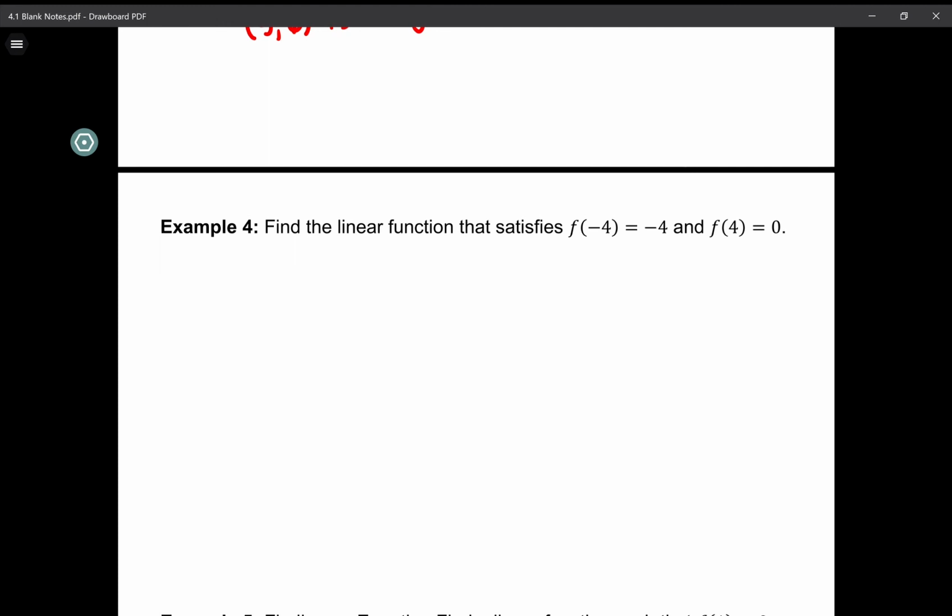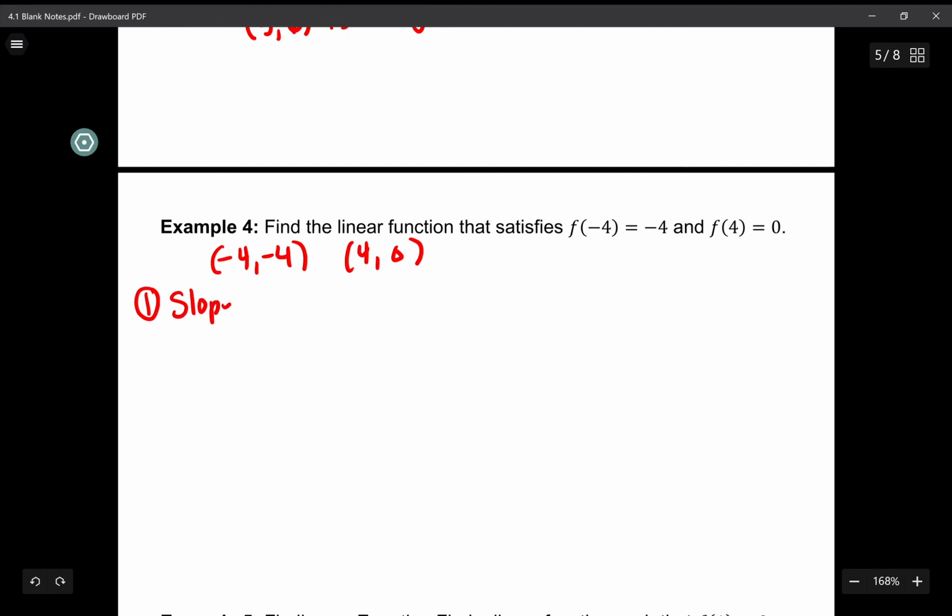Well, we are given two bits of information about our linear function. We know that f of -4 is -4, and we know that f of 4 is equal to 0. So I'm going to translate these to knowing that since f of -4 is -4, that means the point -4, -4 is on my graph. And since f of 4 is 0, that means 4, 0 is also on my graph. So this is equivalent to finding the linear equation that passes through these 2 points, right? So the first thing we need to do, like I said before, is find the slope. Always the first thing to do.